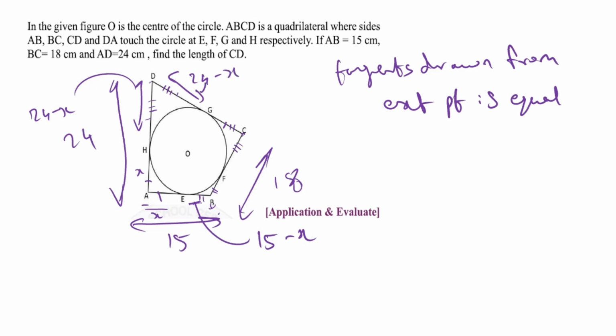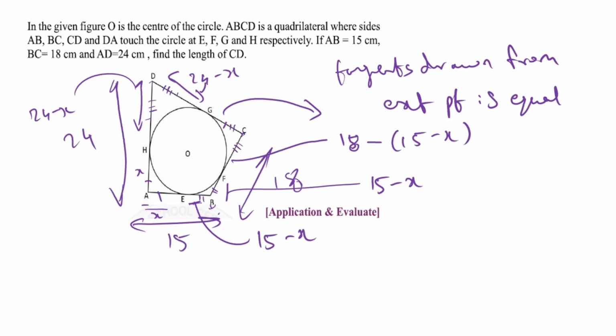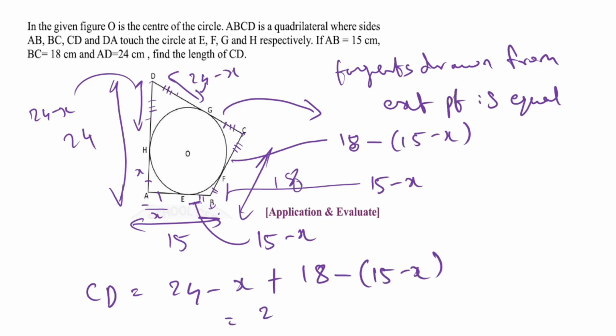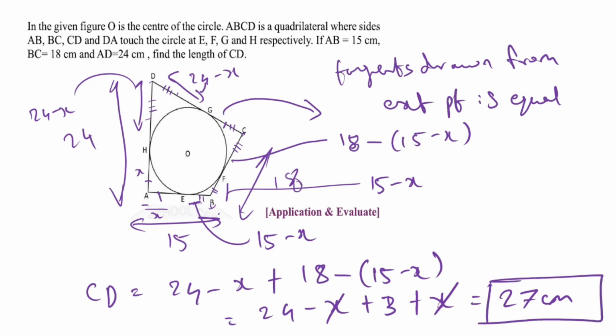If EB is 15 minus X, I can say BF is 15 minus X. If the whole BC is 18, then 18 minus 15 minus X is CF. So CG will also be equal to CF. So I can say CD is equal to 24 minus X plus 18 minus of 15 minus X. By opening the bracket, 24 minus X plus 18 minus 15 plus X. X will get cancelled. 24 plus 3 is 27 centimeter, which is the final answer. I hope you have understood it.